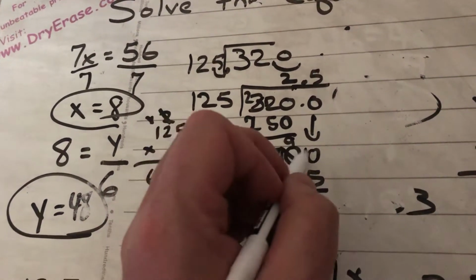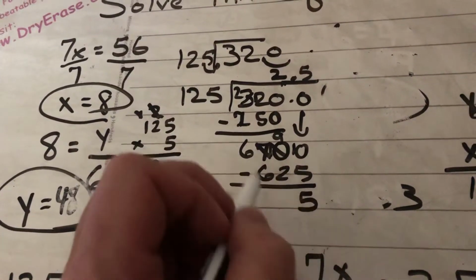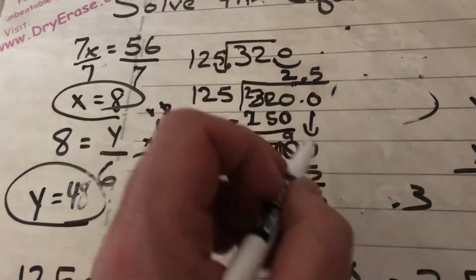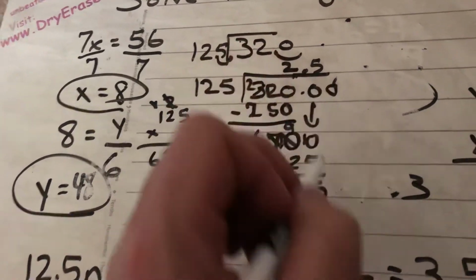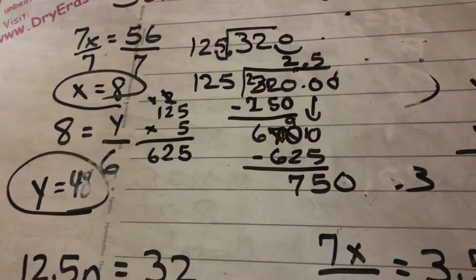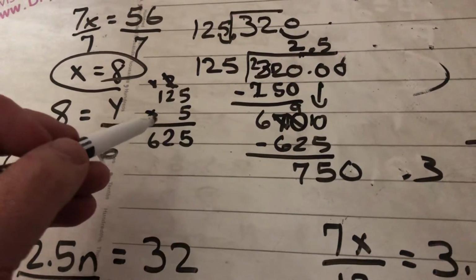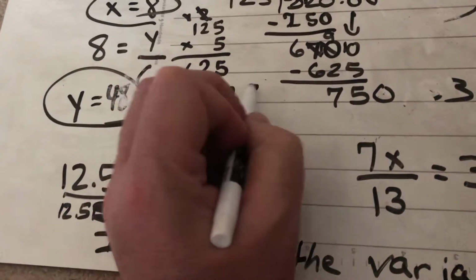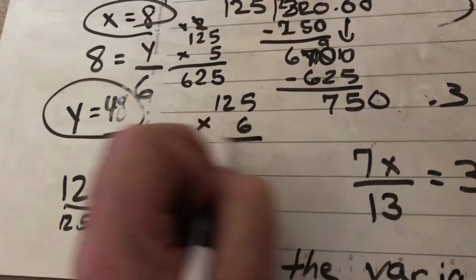When I subtract here, that becomes a 6, that becomes a 10. Borrow from it and make it a 9. 10 minus 5 is 5. 9 minus 2 is 7. Well, I can't end up with that, so I've got to add another 0 and bring it down. Well, I know that 125 times 5 is 625. So let's try 125 times 6.